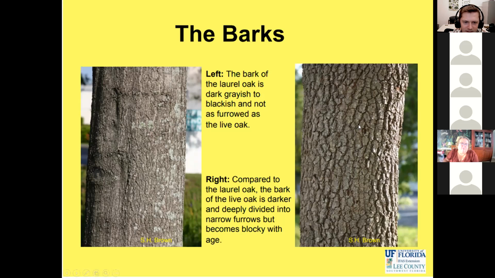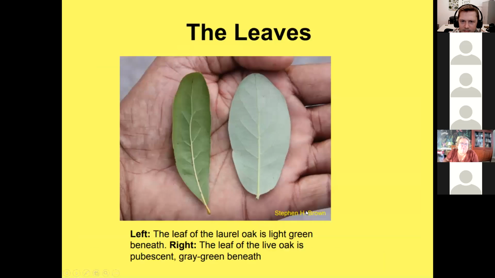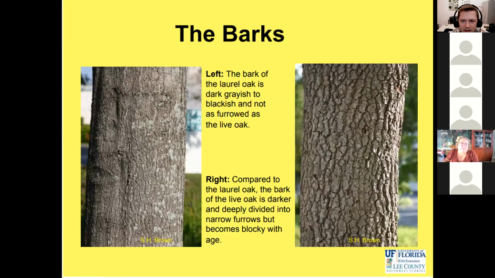You can see on the right-hand side, this is the live oak. Compared to the laurel oak, the bark of the live oak is darker. It's deeply divided into narrow furrows. It becomes blockier with age. So keep this all in mind. I usually try to think of it as looking more like elephant skin. I think that's what it reminds me of a lot of the time.